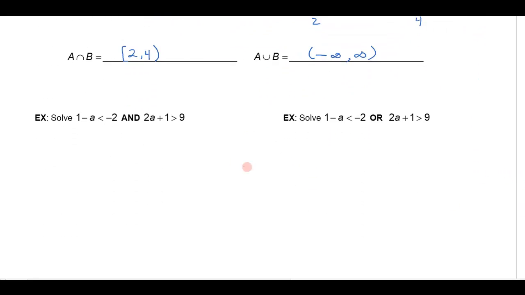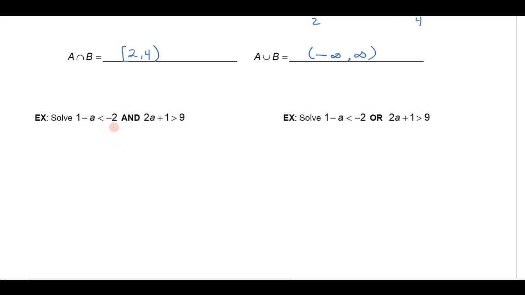So let's solve just a couple statements here using the "and," which has to do with an intersection, and the "or," which has to do with a union. So if I wanted to solve 1 minus A is less than negative 2 and at the same time 2A plus 1 is greater than 9, we can very quickly solve those.